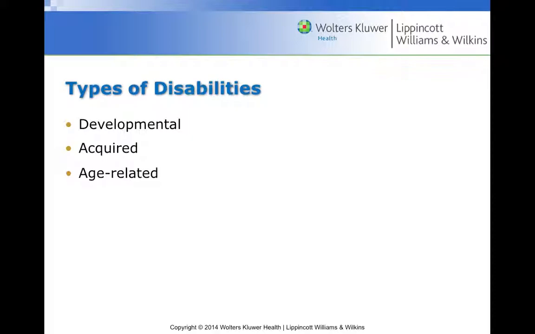When we look at acquired disabilities, these may occur as a result of an acute or sudden injury, such as traumatic brain injury or spinal cord injury. You want to know that most of the people with disabilities are able to live at home and independently.